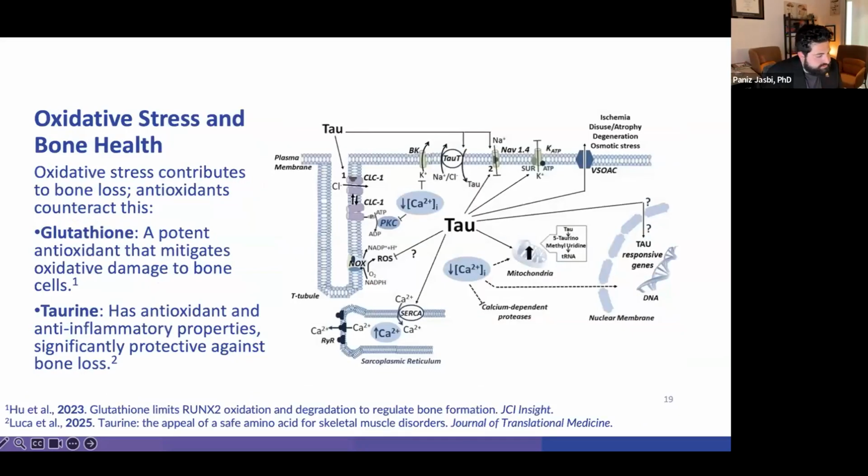Looking at oxidative stress, this is going to contribute obviously to bone loss, and we want to counteract this with antioxidants. Glutathione, a potent antioxidant, has also been implicated in bone studies to mitigate oxidative damage to bone cells. And then taurine, as we can see on the graph to the right, has really potent anti-inflammatory effects, and in the context of bone loss has also been shown to protect against demineralization.